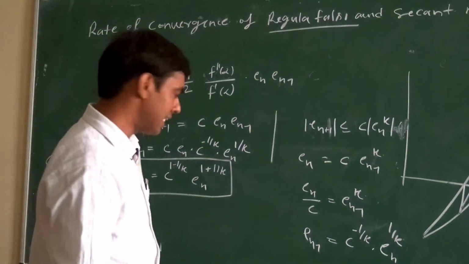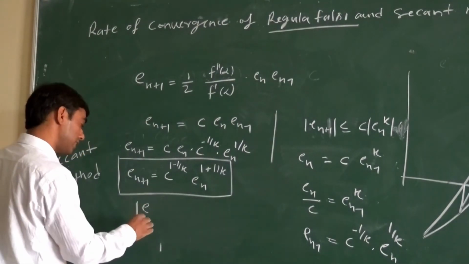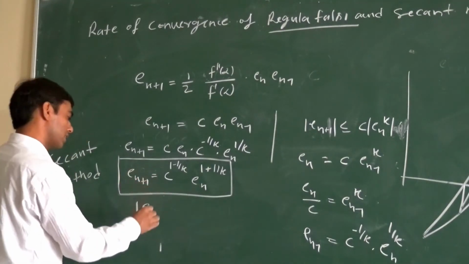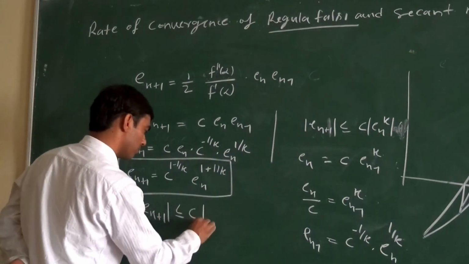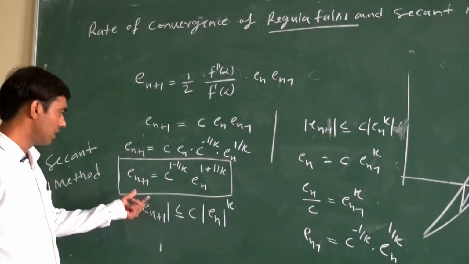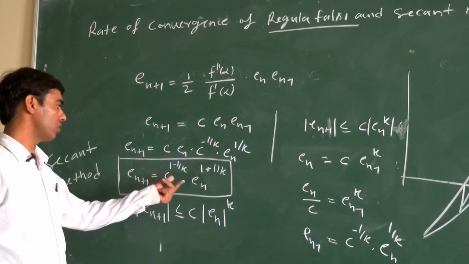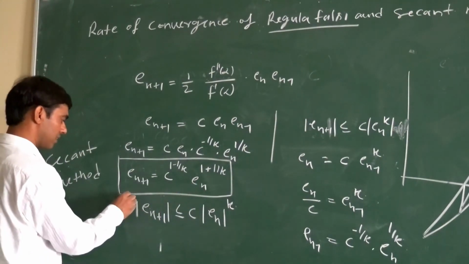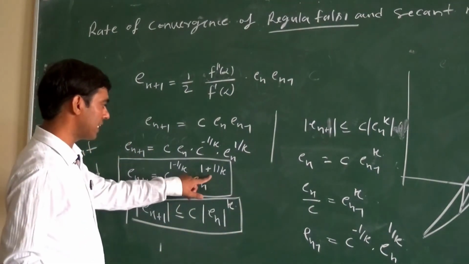Now we compare with the standard result. What is the standard result? The standard definition of the rate of convergence: e_{n+1} is less than or equal to c times mod of e_n to the power k. Here this is already a positive difference, so there is no need to consider the modulus. So if we compare these two expressions, what is the value of k?